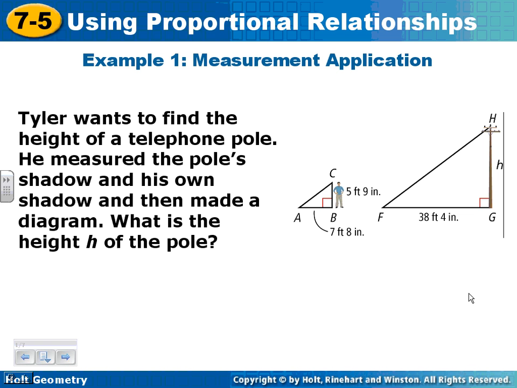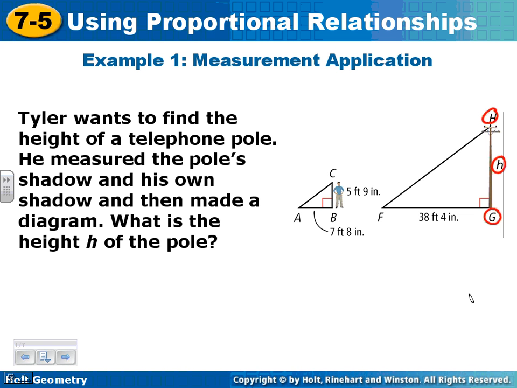It reads, Tyler wants to find the height of a telephone pole. He measured the pole's shadow and his own shadow, and then made a diagram. What is the height, h, of the pole? Well, if you notice, over here is the telephone pole from G to H. So lowercase h is the height I want to find. Its shadow is 38 feet 4 inches. At the same time of day, Tyler, who is 5 feet 9 inches tall, his shadow is 7 feet 8 inches. So we have similar triangles.